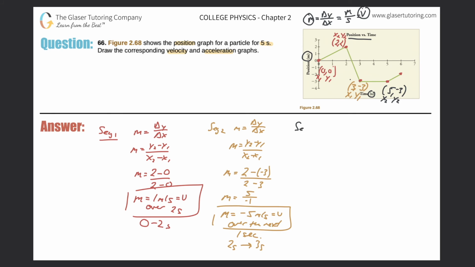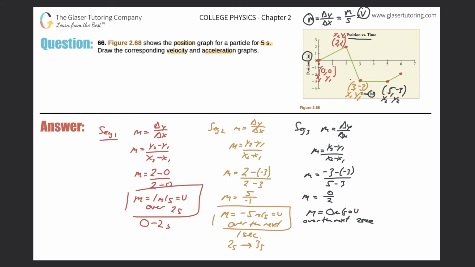So same thing now. For segment 3, the slope is equal to change in y over change in x. Slope is equal to y2 minus y1 over x2 minus x1. So the slope here is equal to my y2 value, which was -3, minus my y1 value, which was -3, so it's -3 minus -3, divided by x2, which was 5, and then my x1, which was 3. So my slope here in black will be 0 over 2, which works out to be 0. So it's 0 meters per second, that's the velocity, over the next 2 seconds.